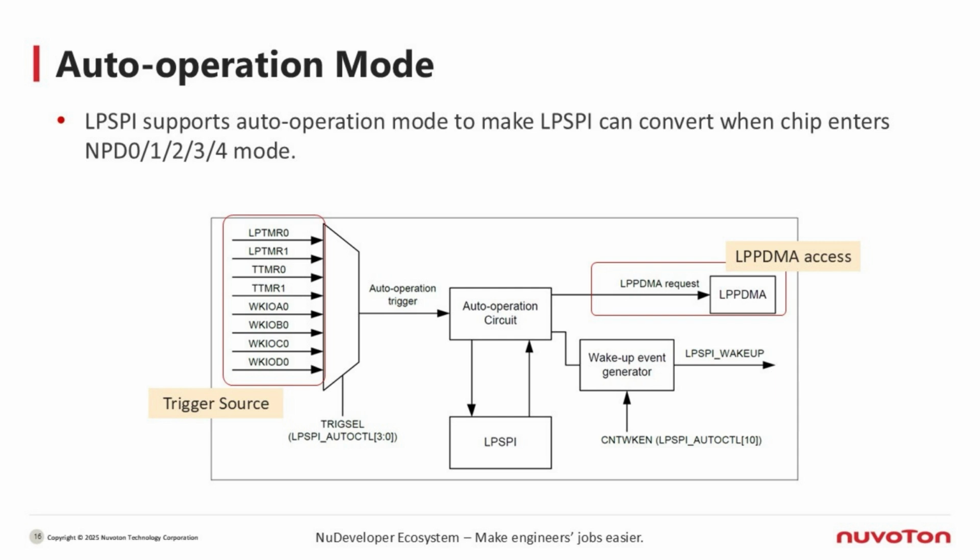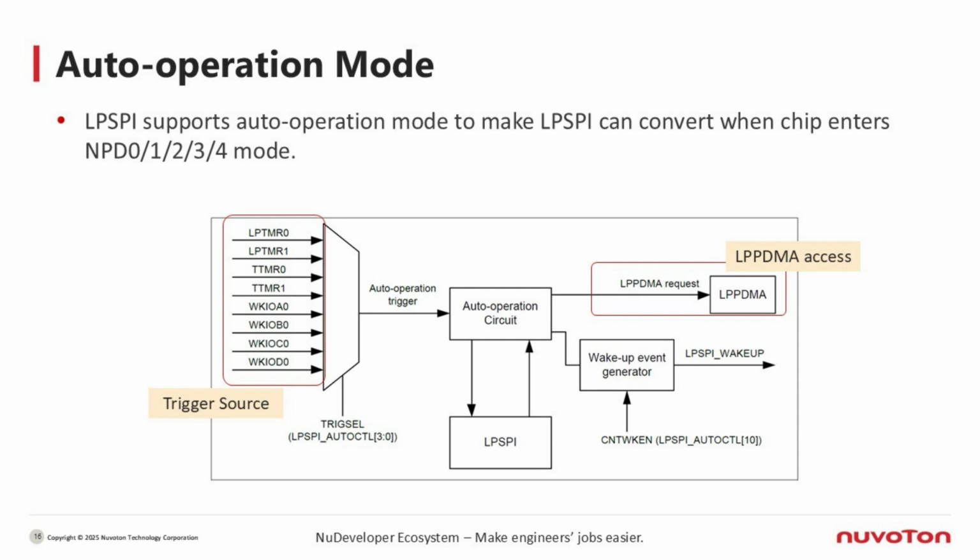To make this happen, the first step is to set the trigger source. On the diagram, you can see the different trigger options in the red box on the left. Whenever one of these triggers meets its condition, it sends out an auto operation trigger. Once the auto operation circuit gets the trigger, it will automatically drive the low power SPI to carry out the transfers based on your preset parameters.